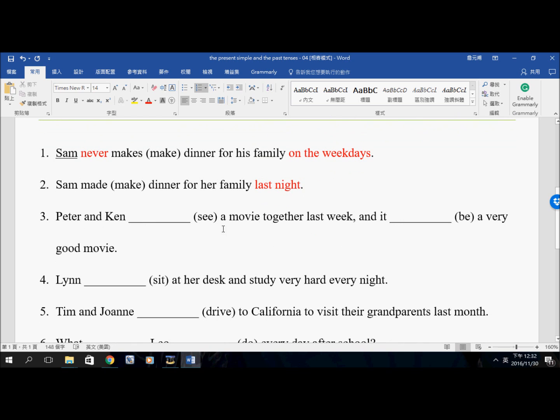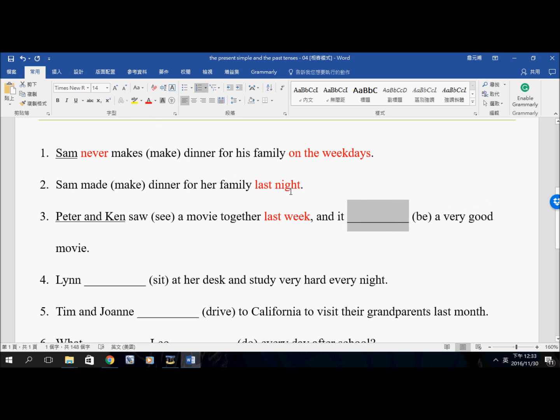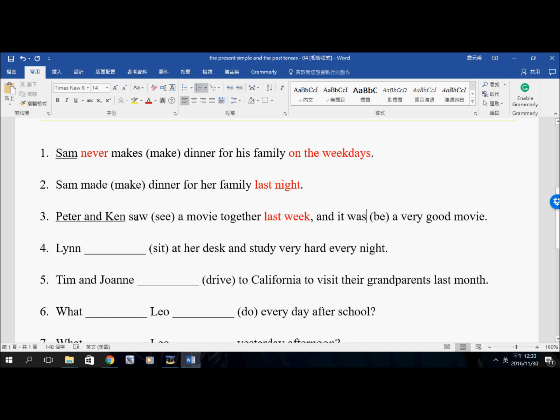Number 3. Now again, let's find a time marker. The time marker is over here, last week. So it's about something that Peter and Ken did last week. We have to use the past tense. Now the past tense of the word see, it's saw. It's an irregular verb. So Peter and Ken saw a movie together last week, and it's talking about a movie that I saw last week. So past tense, be verb. The past tense be verb that goes with the pronoun it is was. So Peter and Ken saw a movie together last night, and it was a very good movie.